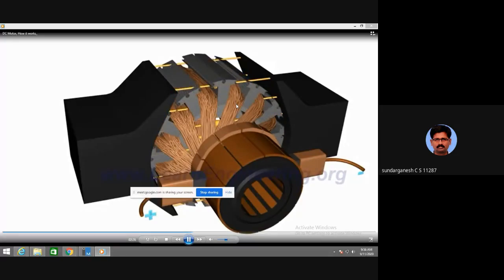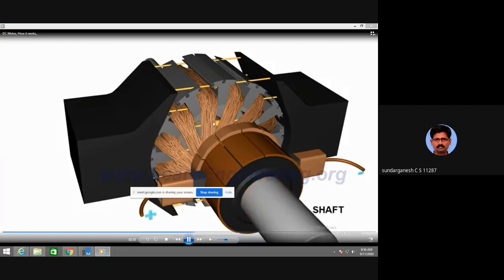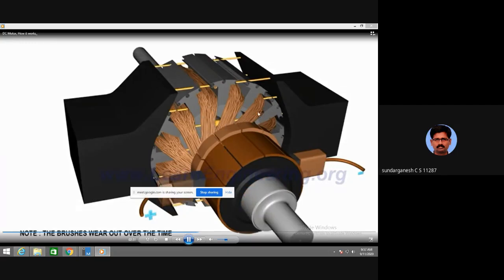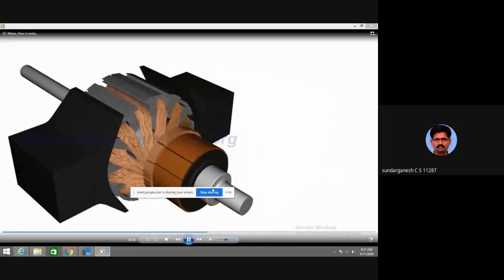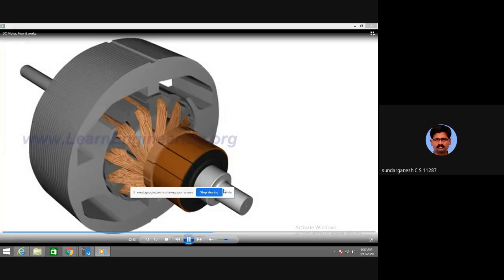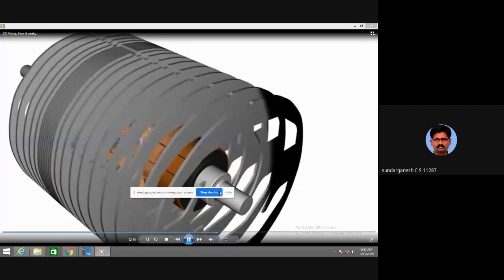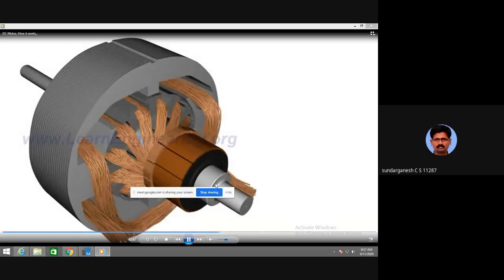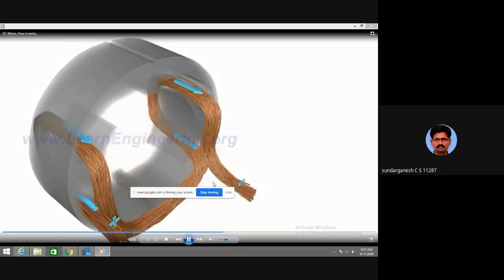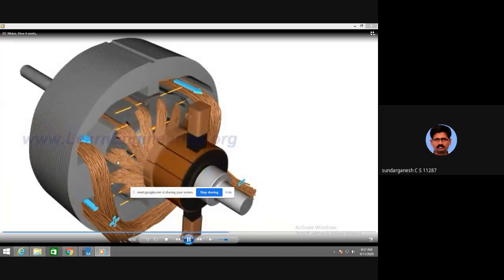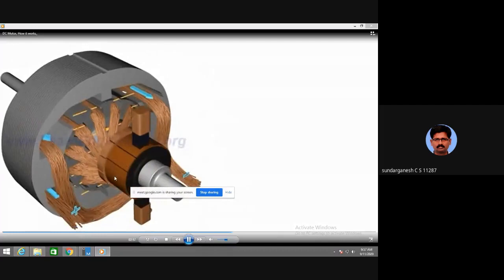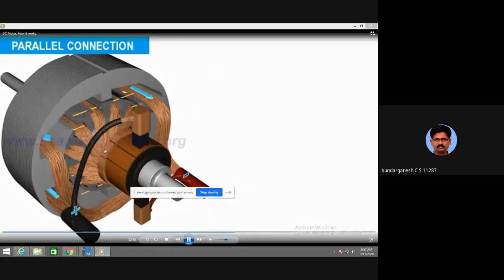This is the actual armature. It is not a single coil, it is a large number of coils. This is the commutator, these two are the brushes, this is the shaft. The shaft is required to give mechanical strength and support. These are the field coils. The field coils are connected in such a way that they produce a magnetic field in between them. This is the armature coil.